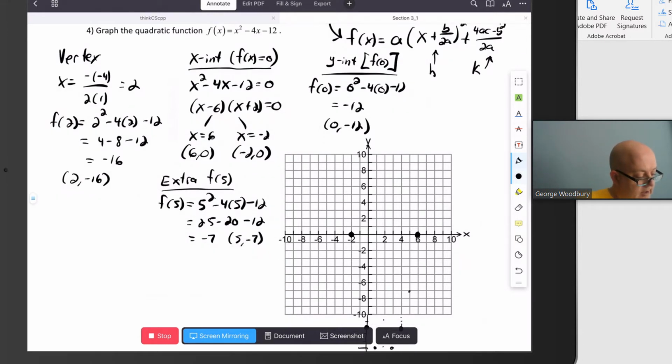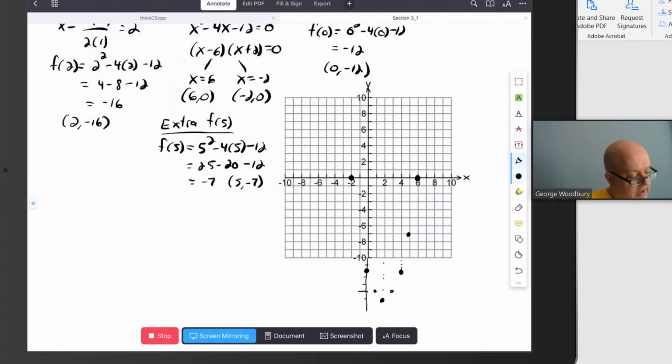5, negative 7. I can use symmetry: this was 3 to the right of the axis of symmetry. So if I go 3 to the left, 1, 2, 3, I get another point there. Now I've got a lot of points to work with. Let's just draw the parabola.